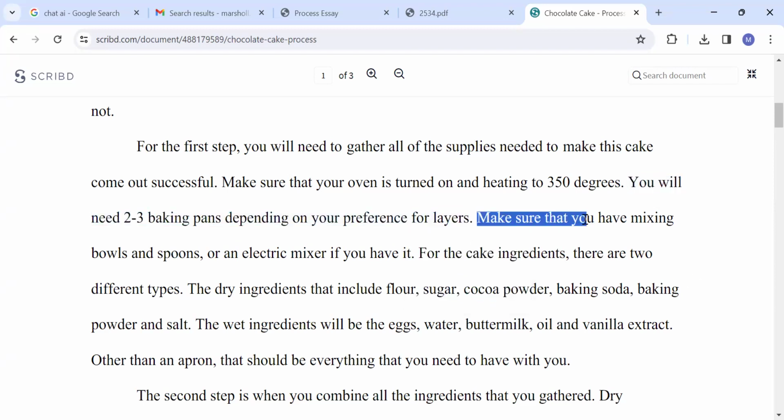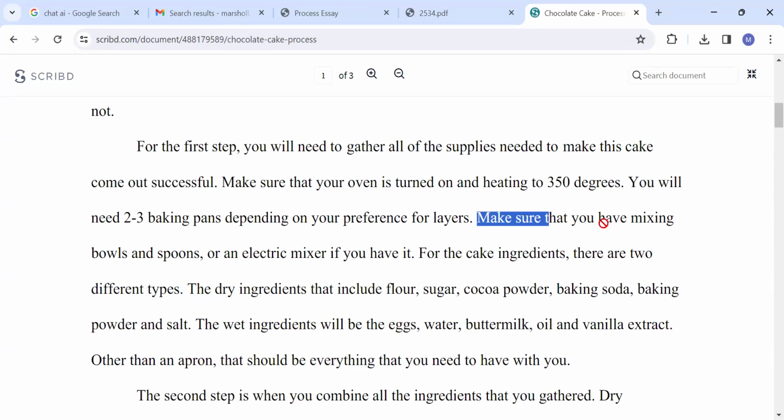Make sure that you have, so you see this, make sure depending on your preference. All of these are extra things that the person may not know, but it is being explained instead of just having those instructions that you may find on the back of a box of cake. So when you buy the box of cake mix in the supermarket, the instructions don't come like this. It doesn't come as detailed as this.